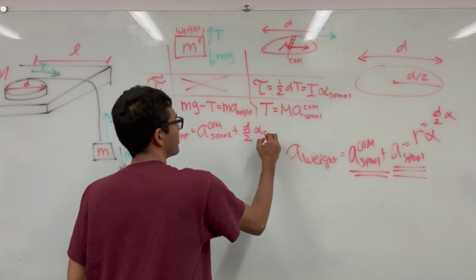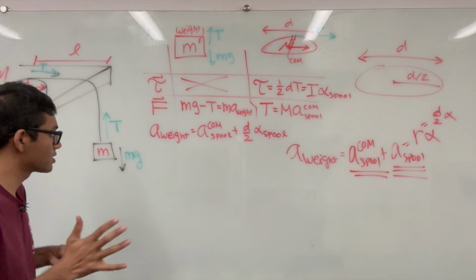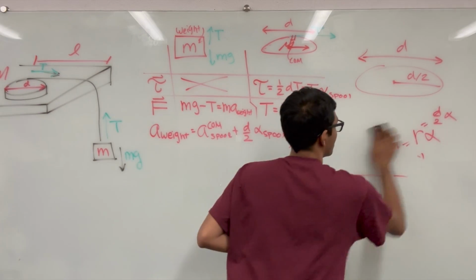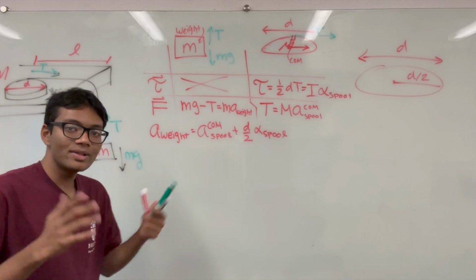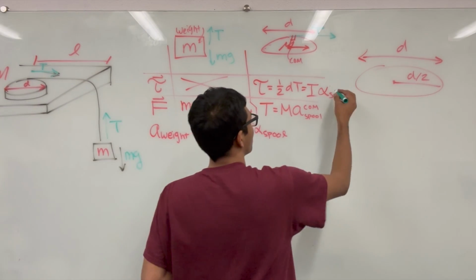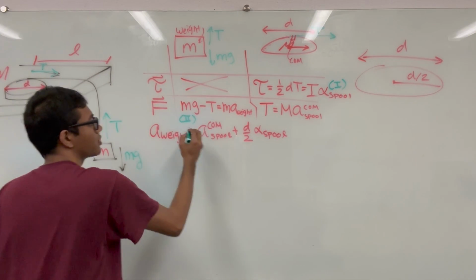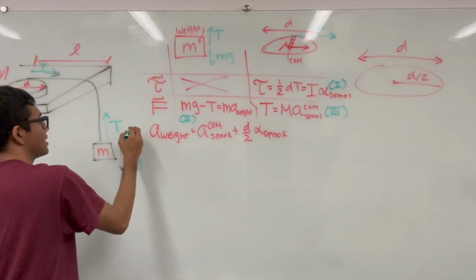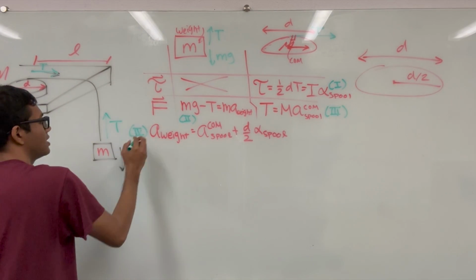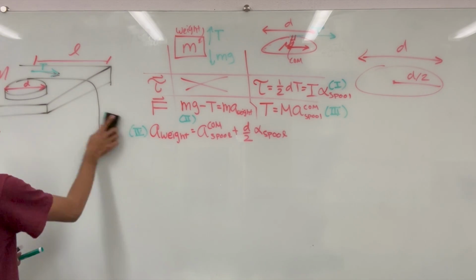And alpha of what? Alpha of the spool, the angular acceleration of the spool. Okay, wonderful. So now we have our last equation of motion, which is going to help us solve this problem. Let me just demarcate each of these equations so that we can notate which equation we're using when. So this is equation 1, 2, 3, and this last one that I just wrote down is going to be equation 4. So wonderful. Now let's go ahead and solve the problem.